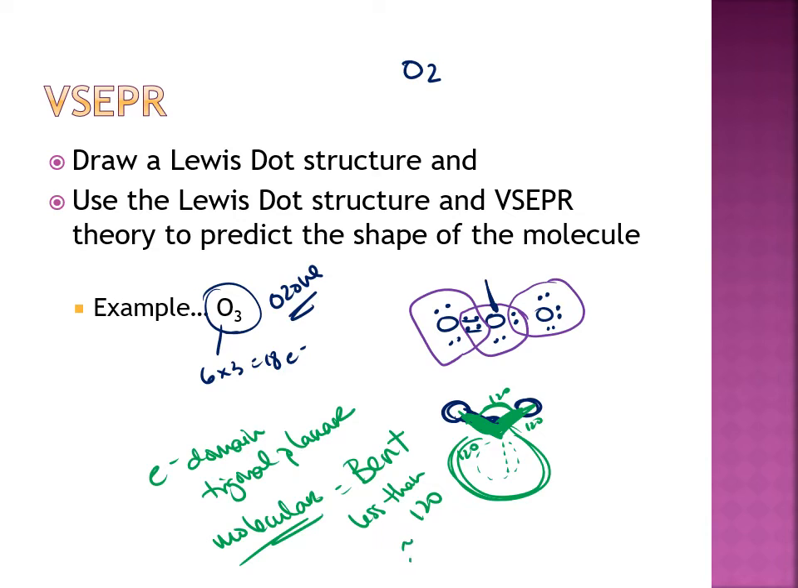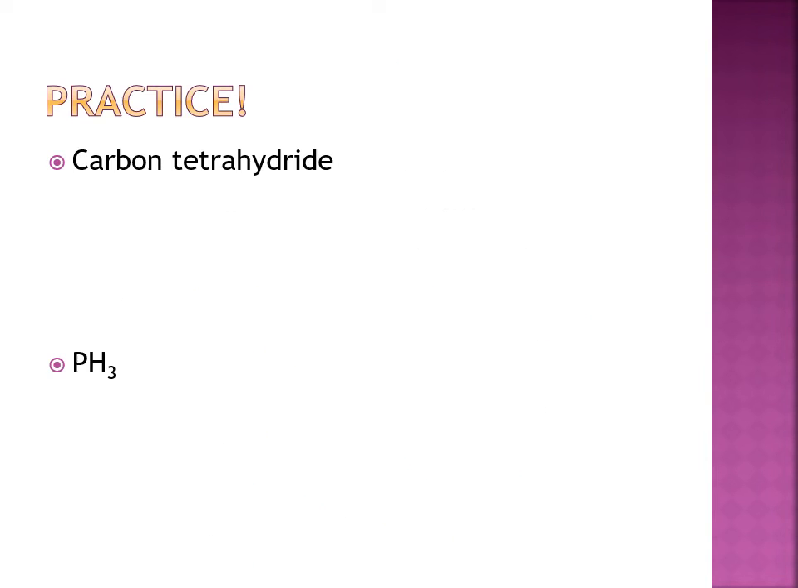Less than 120, maybe about 118 degrees for that bond angle. All right, let's do a couple more. Carbon tetrahydride, CH4. Carbon has 4 valence electrons. Hydrogen each has 1. 1 times 4 is 4. 4 plus 4 is 8 electrons.